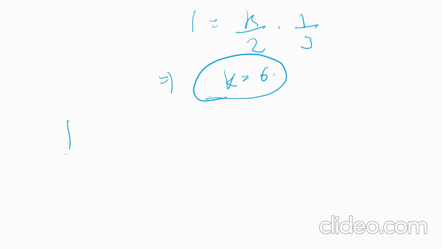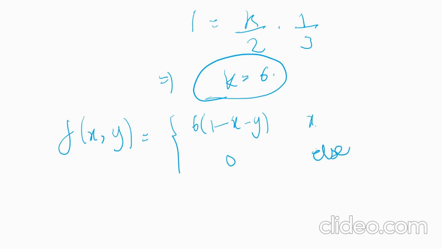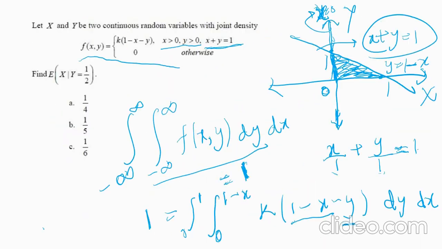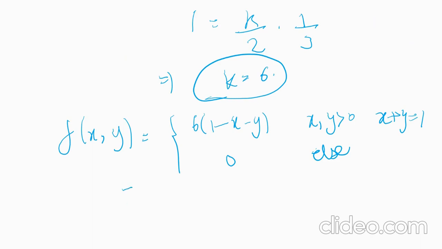Okay. Now x and y are greater than 0. So this is the region where this PDF is defined. Basically this is 1, and this line is x plus y is equal to 1. Now, fxy is defined in terms of k, and k is not in the options. That means k is the constant which we need to find.